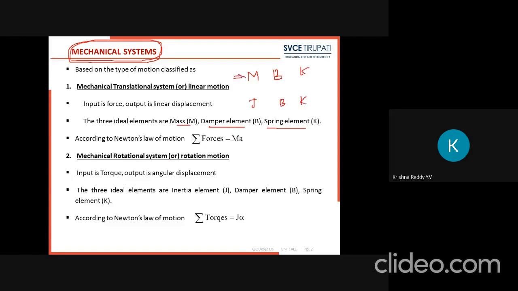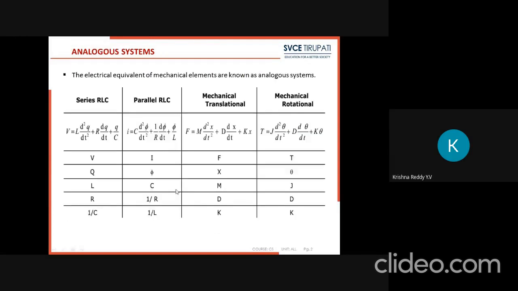When you have linear motion, according to Newton's second law, the summation of forces is equal to mass into acceleration. But when you have rotational motion, the summation of torques equals J into alpha. We replace the mechanical quantities: F equals m d squared x by dt squared plus D dx by dt plus kx, and the summation of torque equals J d squared theta by dt squared plus D d theta by dt plus k theta.